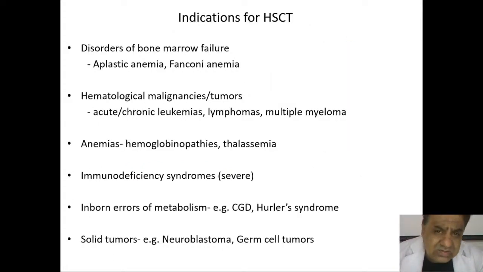Now, why do you need a hematopoietic stem cell transplant? It could be bone marrow failure diseases like aplastic anemia, Fanconi's anemia. It could be hematological malignancies or tumors, leukemias, lymphomas, myelomas, anemias which are severe and not treatable with standard therapy, hemoglobinopathies, thalassemias, immunodeficiencies which are severe, may require a bone marrow transplant. Some inborn errors of metabolism ultimately need a bone marrow transplant, like chronic granulomatous disease, Hurler syndrome. And then you have solid tumors like neuroblastoma, germ cell tumors.